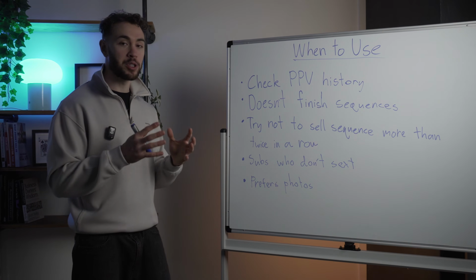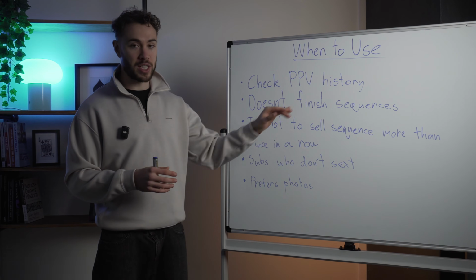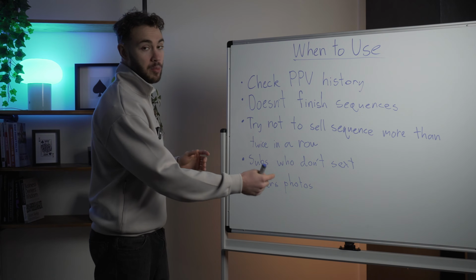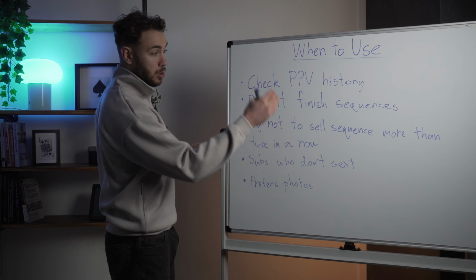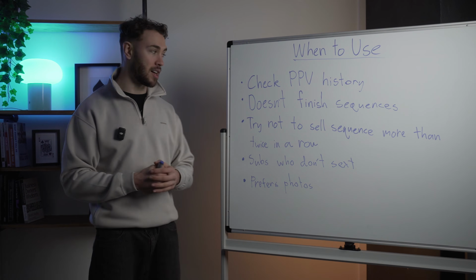When you're searching for opportunities on the account, you want to be checking the fan's pay-per-view history. So on inflow, it's in the bottom right. You just click the button there and you can look at what they've bought, what they haven't bought, and you can get a good idea of what their buying behavior is like.